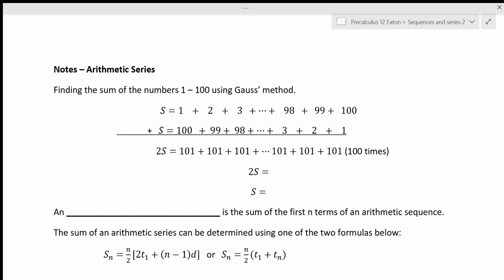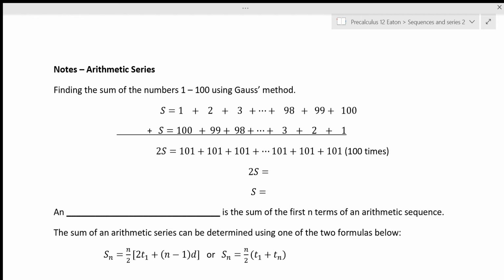In the last lesson, we looked at arithmetic sequences, which were lists of numbers that go up by the same number or go down by the same number, having a common difference. In this lesson, which is about arithmetic series, we're going to look at what happens if you start at the first number and add up all of the numbers in an arithmetic sequence to a certain point.